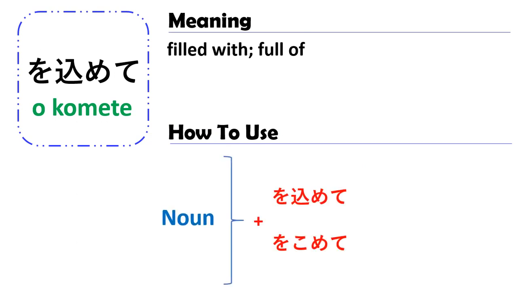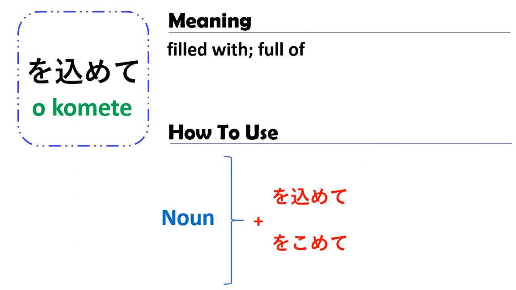In Japanese, when you use the grammar of Komete, you can use it with a noun only. That means you should begin with your noun and after that follow it with Komete. For Komete, you can write it in kanji as the first one, and in hiragana as the second one. It has the same meaning: filled with or full of something.